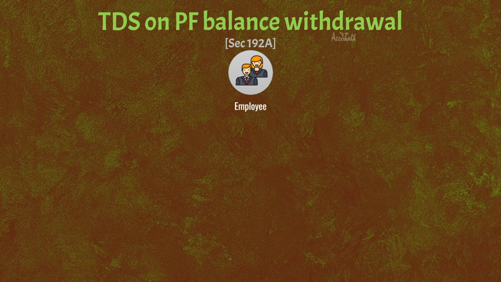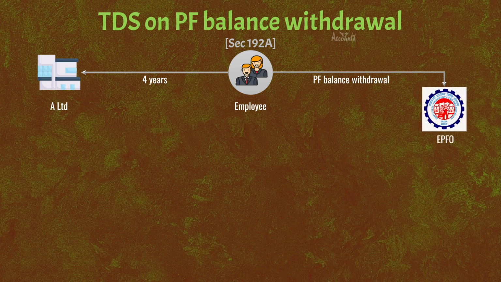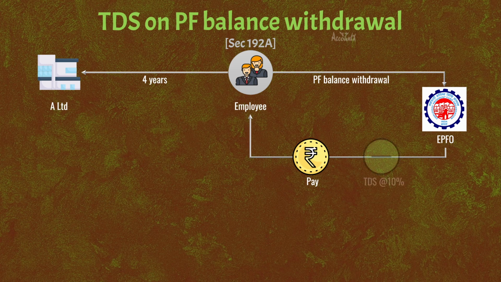Let's say you are an employee of A Limited. After 4 years, you have quit this job and you have decided to withdraw your PF balance. For this, let's say you have submitted your application for withdrawal of PF balance on the EPFO portal. Now, once your application is processed, the EPFO would pay you your PF balance. But before paying, the EPFO would deduct TDS at 10% and pay you the balance.